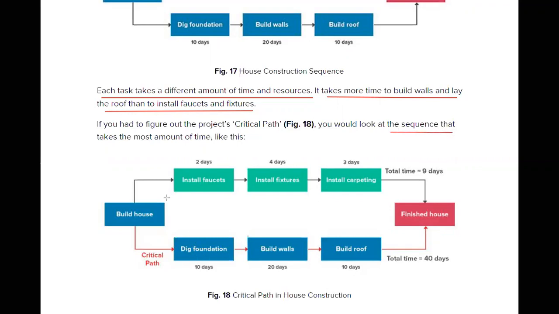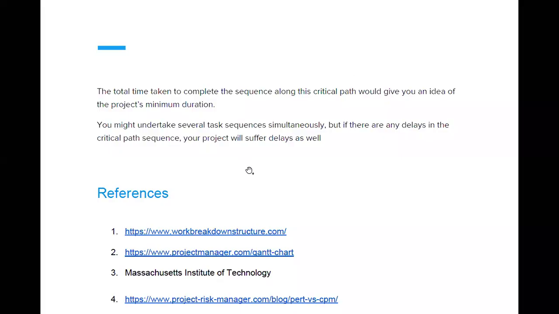So if you want to find out the critical path, you should see the sequence of the construction having the various activities with the different resources where it is going to take most of the time. If you see here, the red color indicates the critical path because the total time here is 40 days, but here it is 9 days. So finally, we can say that the total time taken to complete the sequence along this critical path would give an idea of the project's minimum duration, that is the minimum duration in order to complete the project.